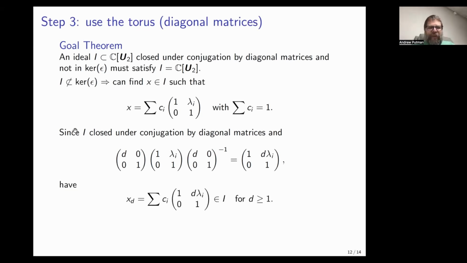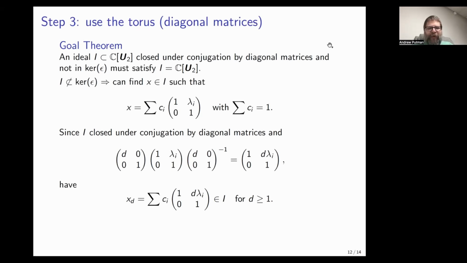And what does this mean? I have this x, which lies inside my ideal. If I define x_d to be the sum of c_i times the matrix where I multiply the upper right-hand corner by d, I know that that's also inside I for all d, at least 1. So I've now produced a large number of elements inside my ideal.